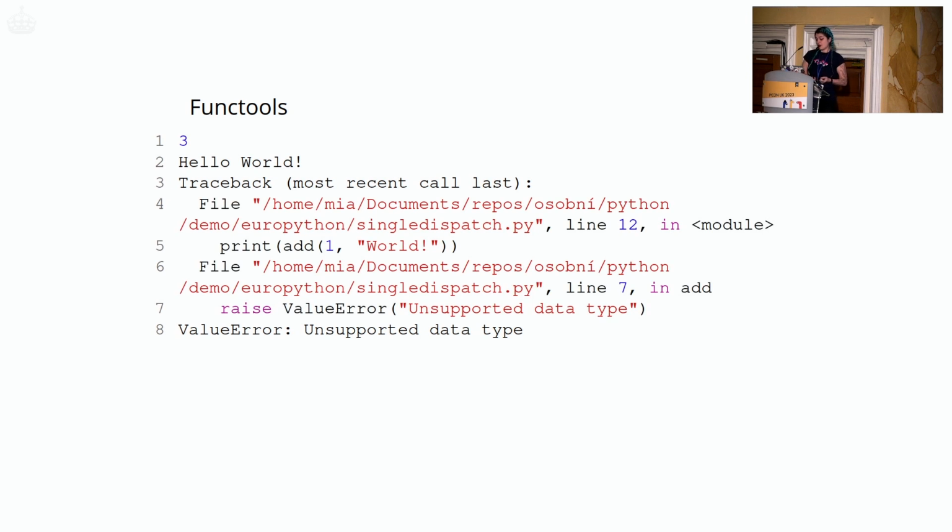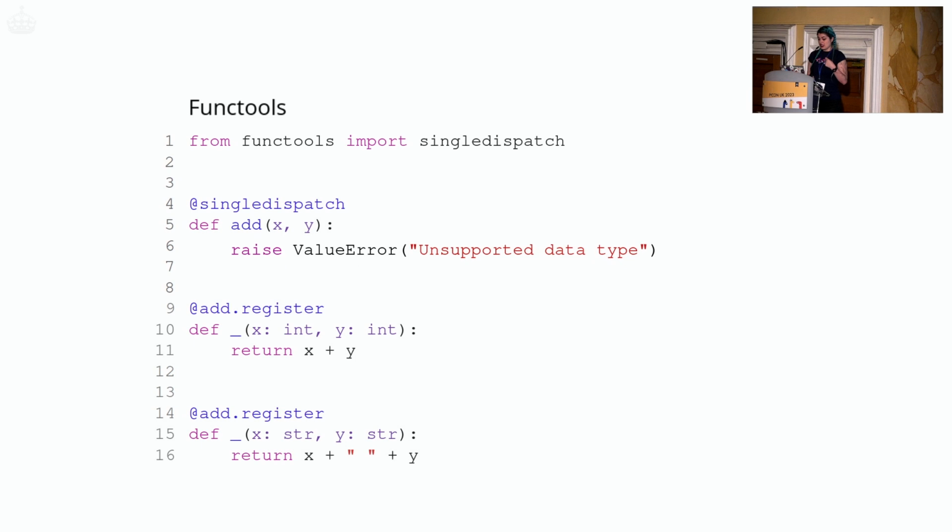But there might be a better approach on how to solve this problem. So here we have a single dispatch decorator above the function add. Then we specify a separate function for each type. So if the user enters integers, the function defined on line 10 is run, and that one adds integers together. And if the user enters strings, then the function on line 15 is run. And for all other cases, the value error on line 6 is returned.